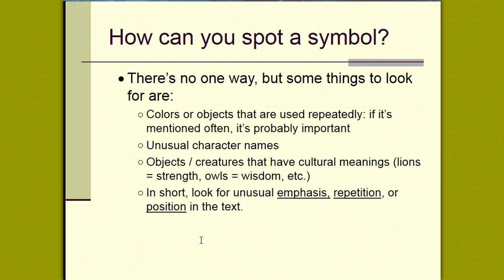So, how do you spot a symbol? There's no one way, but there are a few things you can look for, okay? If something is used repeatedly, colors or objects that are mentioned frequently, it's probably important. You'll see that under the persimmon tree. The persimmon tree itself is mentioned again and again. The fruit and different types of fruit come up again and again at key points in the story. The stars are mentioned again and again.